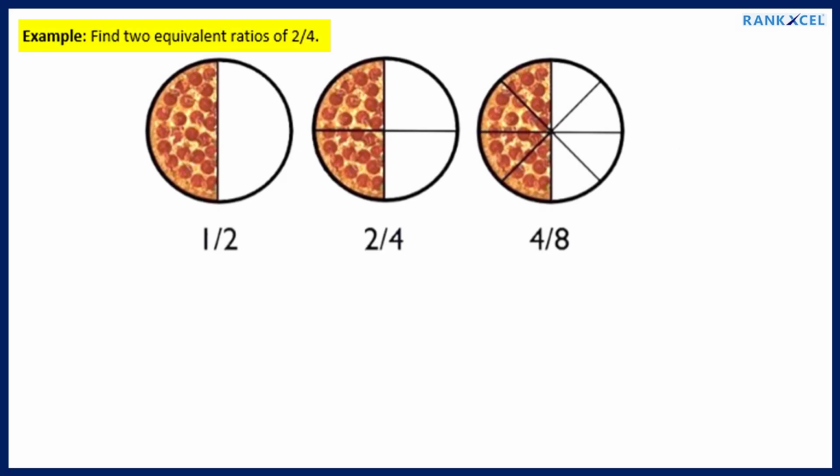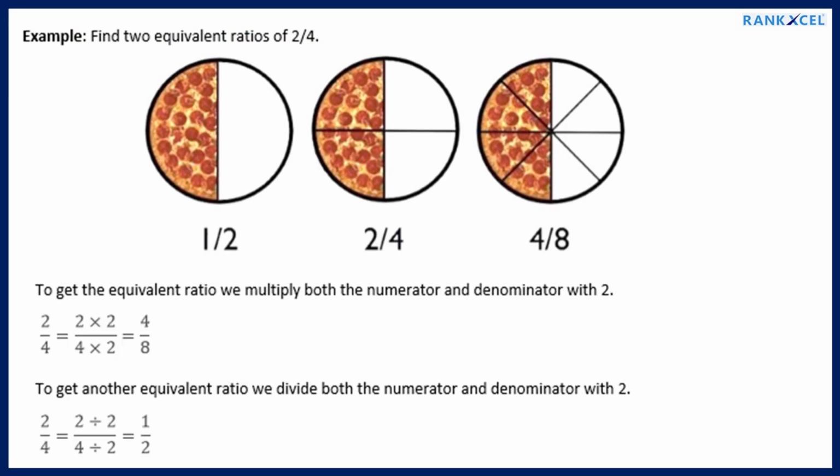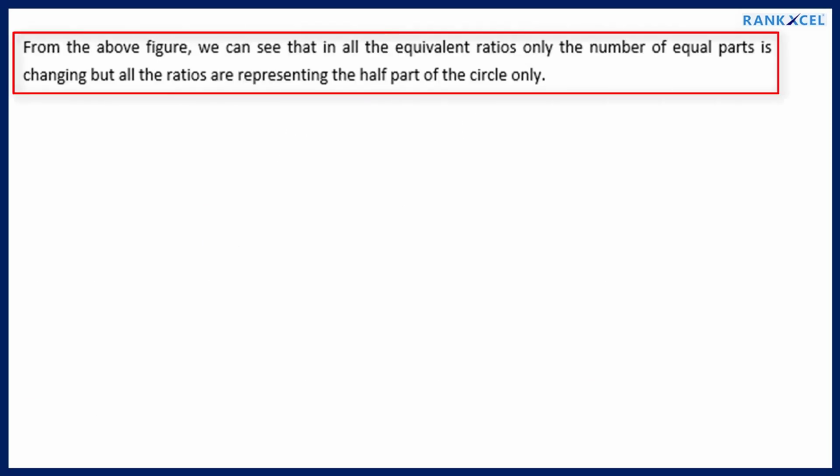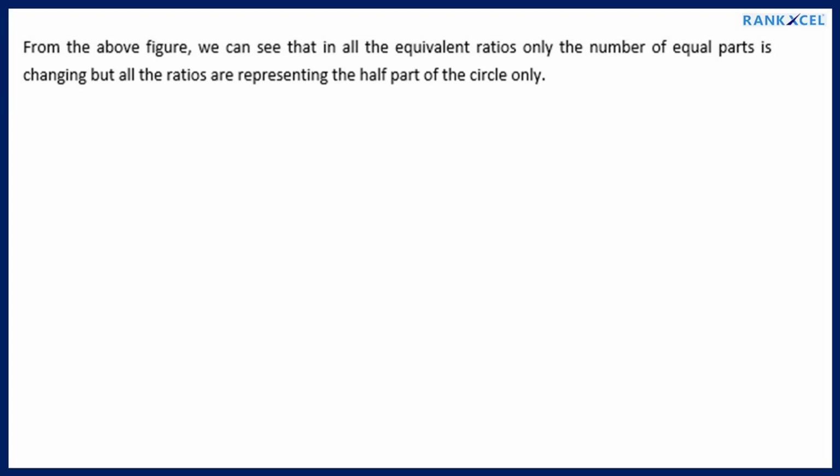Example. Find two equivalent ratios of 2/4. Solution. To get the equivalent ratio, we multiply both the numerator and denominator with 2. To get another equivalent ratio, we divide both the numerator and denominator with 2. From the above figure, we can see that in all the equivalent ratios only the number of equal parts is changing, but all the ratios are representing the half part of the circle only.